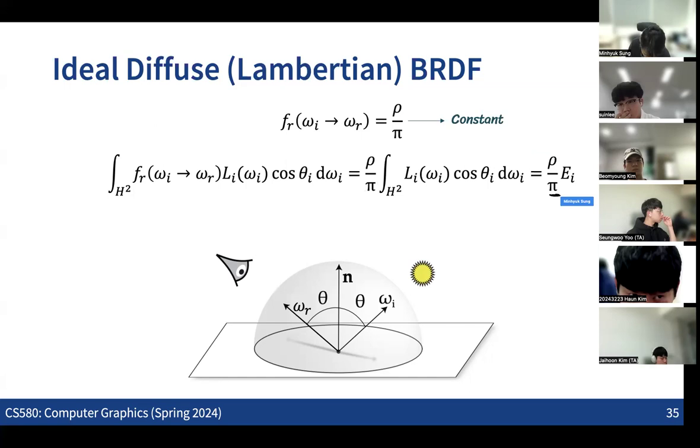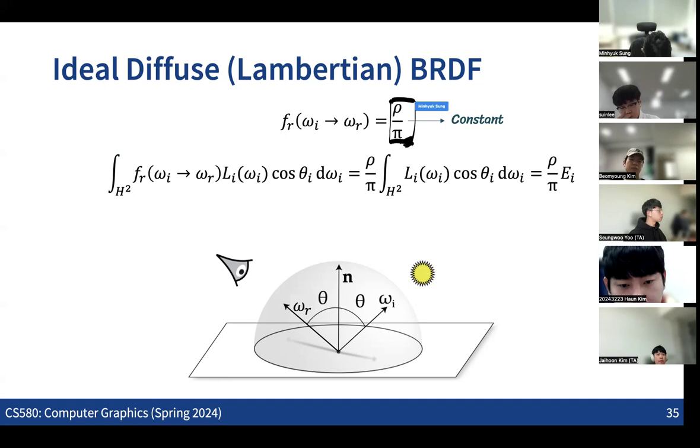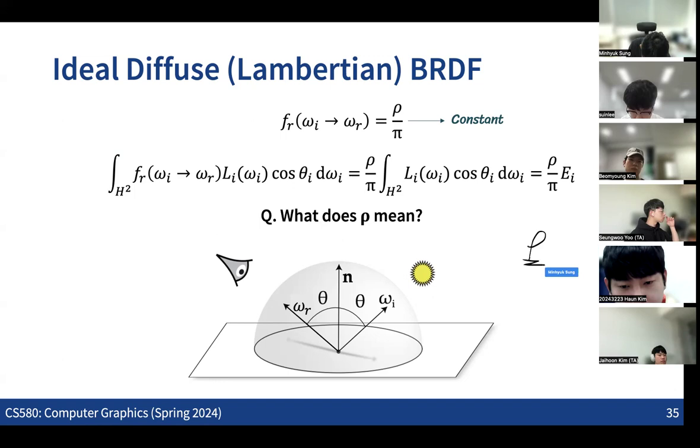So actually this is one of the reasons why we define the BRDF as the ratio between the outgoing differential radiance and the differential irradiance, because then we can define the ideal diffuse reflection as a constant term like this. So here one of the questions might be why we define this constant term not as just one single value but as rho over pi. So here the question might be, what's the meaning of the rho here, right? Can you guess what's the meaning of the rho here? Why don't you just define this as some constant value?